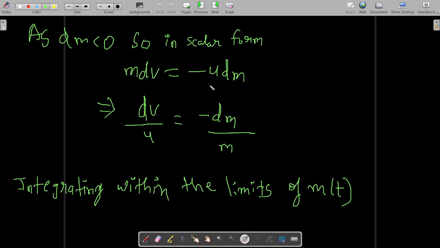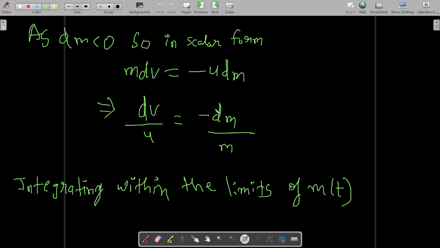The minus sign remains as it is on the right hand side. Now we have to integrate within the limits of, now m is a function of time. It is already asked in the question how the mass of the rocket varies with time. That is, you have to find out mass as a function of time. So integrating within the limits of m of t, what do you do?